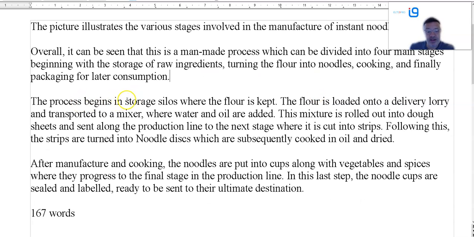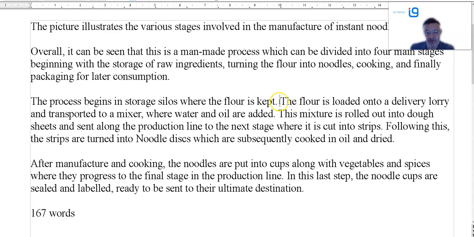So the process begins in storage silos where the flour is kept. Flour is loaded onto a delivery lorry and transported to a mixer where water and oil are added. This mixture is rolled out into dough sheets, sent along the production line to the next stage, which is cut into strips. Following this, strips are turned into noodles, subsequently cooked in oil and dried. And finally, after manufacturing and cooking, the noodles are put into cups along with vegetables and spices, where they progress to the final stage of the production line. In this last step, the noodle cups are sealed and labelled, ready to be sent to their ultimate destination.